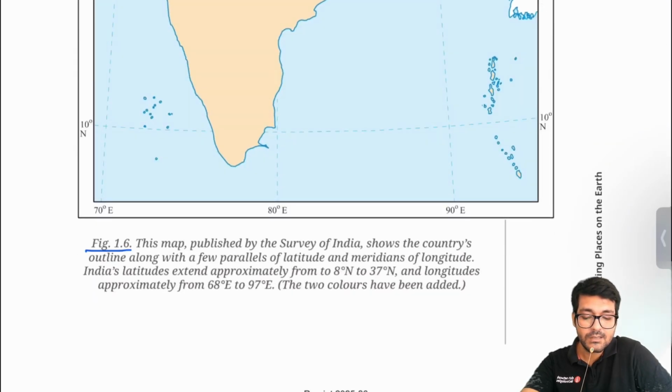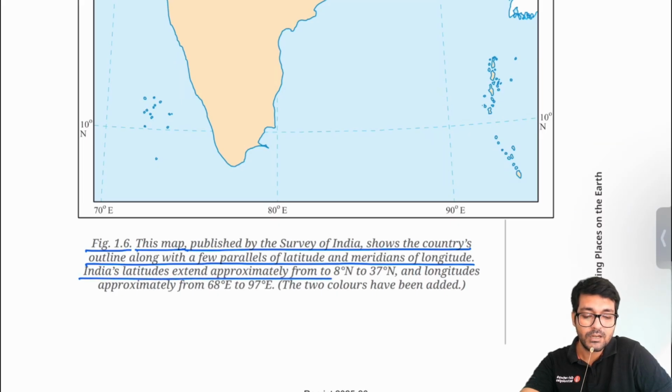Figure 1.6. This map, published by the Survey of India, shows the country's outline along with a few parallels of latitude and meridians of longitude. India's latitudes extend approximately from 8 degree north to 37 degree north and longitudes approximately from 68 degree east to 97 degree east. The two colors have been added.